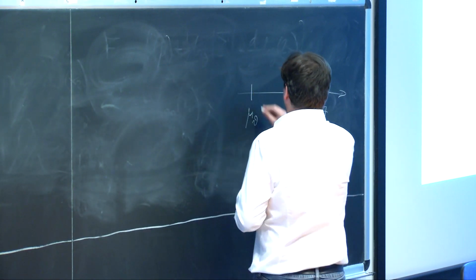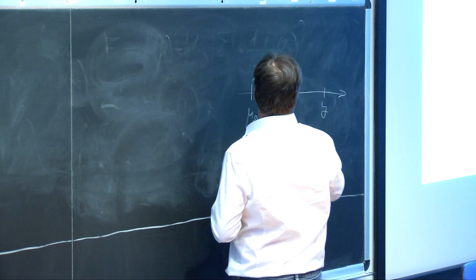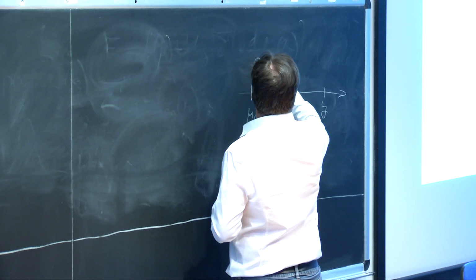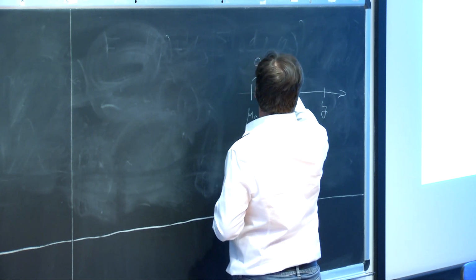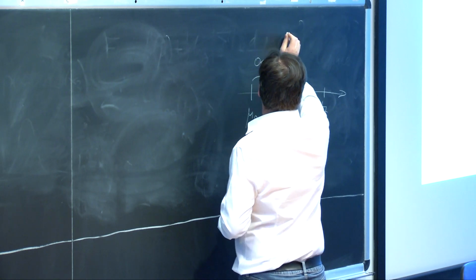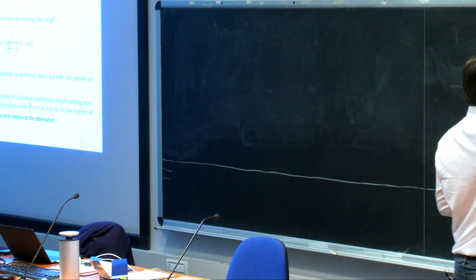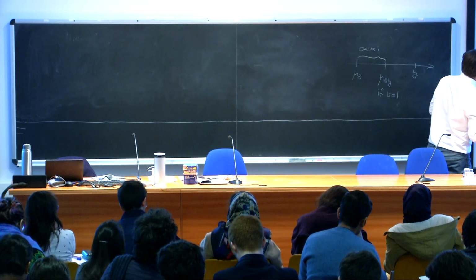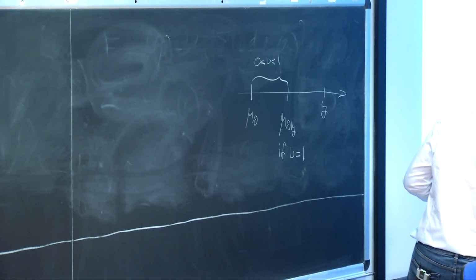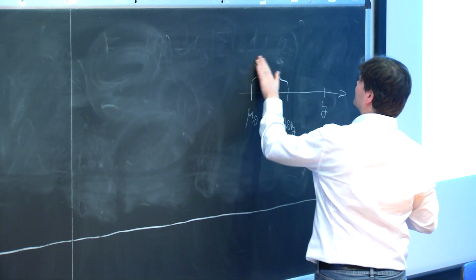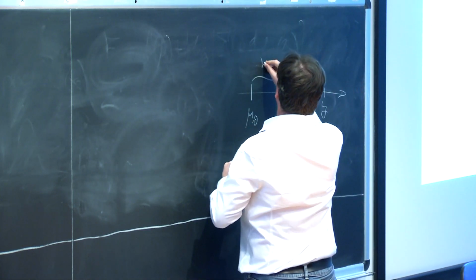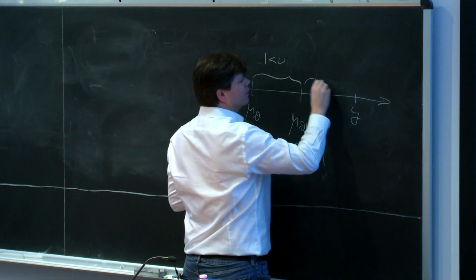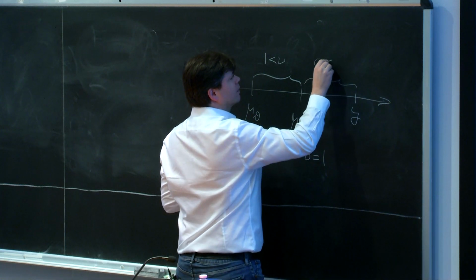If nu is between 0 and 1, it'll be here, closer to the prior. Am I making no? Sorry. So it's the reverse. So it's if nu is greater than 1. So 1 less than nu, and so it's like this.